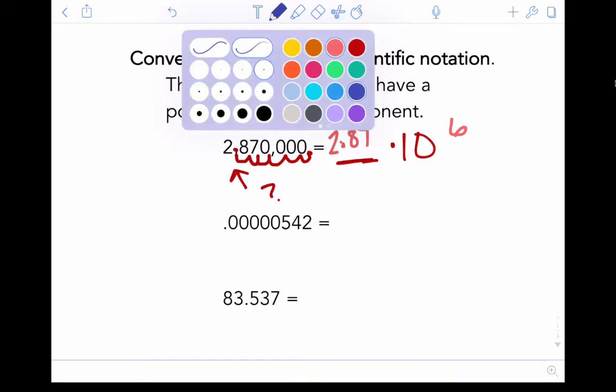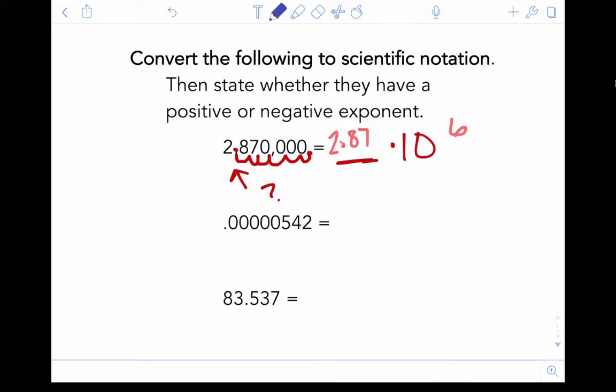All right, let's go ahead and do the next one, 0.0000542. I need to figure out, first of all, where my decimal needs to go to make this number between 1 and 10. My decimal needs to go right here. The decimal is always going to go right after the very first counting number. So if I'm looking along here, my very first counting number is 5, if I'm looking left to right. And so it's going to go right after the 5.